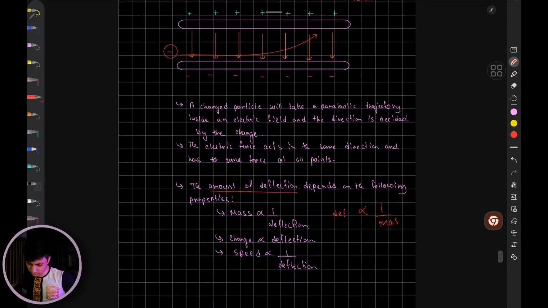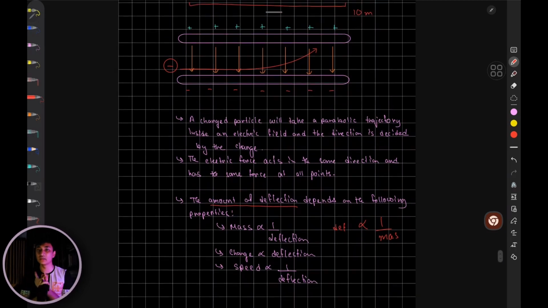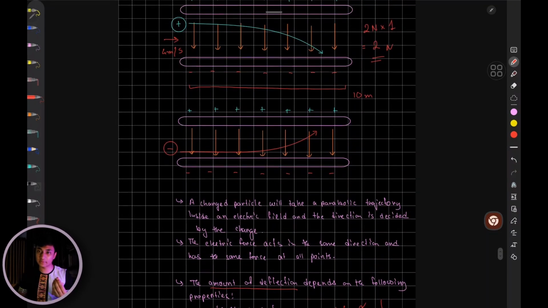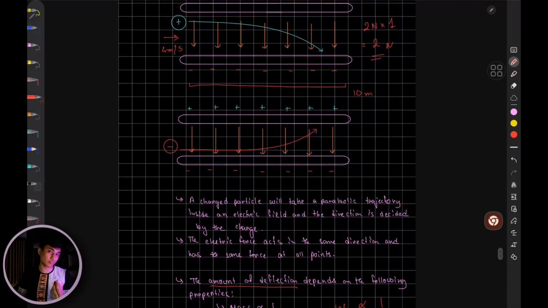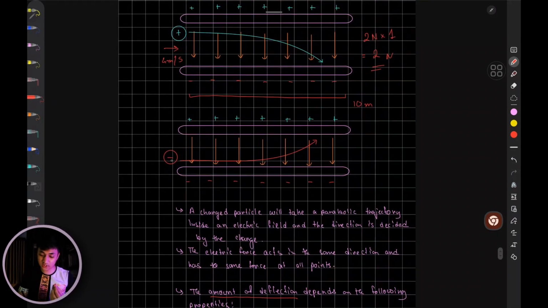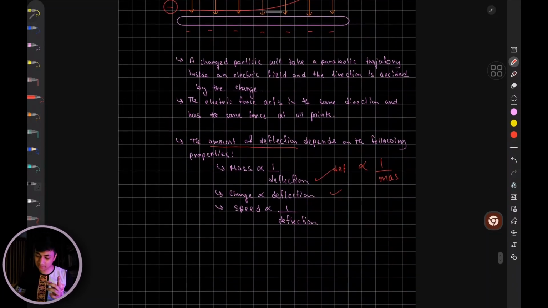Great. So the next point is charge. If you have a higher or larger charge, you're going to see a larger deflection due to increased attractive and repulsive forces. If there is a negative charge with increased magnitude, it's going to be repelled even more by the negative plate and attracted even more by the positive plate. So that's your second point.